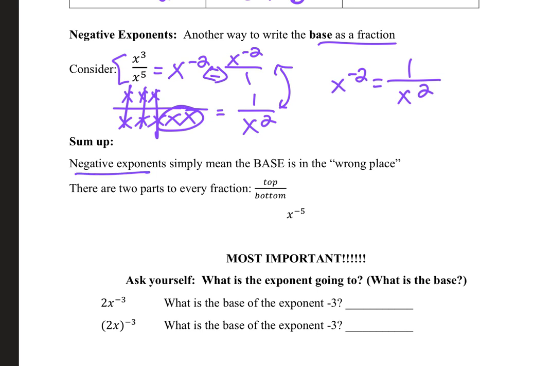So negative exponents simply mean that the base is in the wrong place. So there's two places. There's a top and there's a bottom. Okay? If you have a negative exponent in the top, that means it should be in the bottom to be positive, and vice versa. Okay?